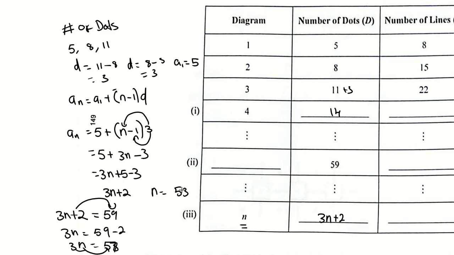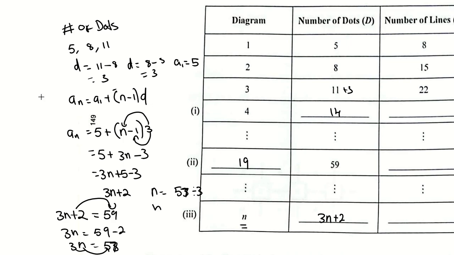57, sorry, it's 57. I was thinking about minus 3. Thank you very much, Sophia. 57 divided by 3, so n would be equal to 19. So my diagram number is 19 when the number of dots is 59. Do we understand that so far? So we have solved everything with number of dots.